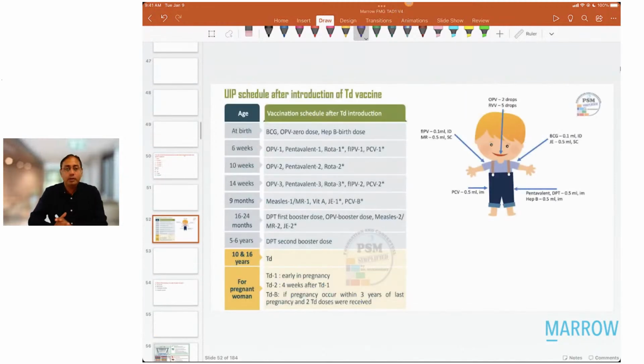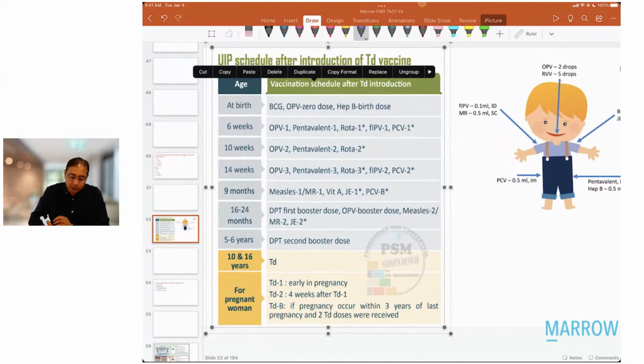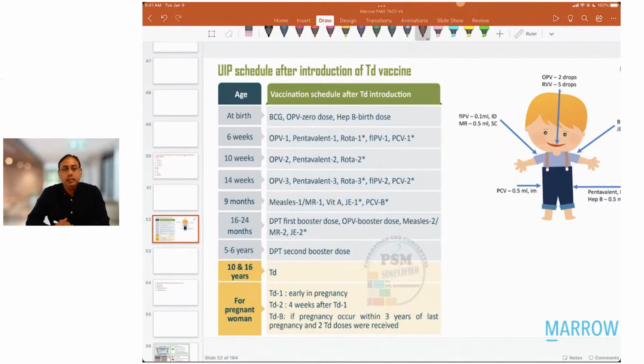So if you look at the national immunization schedule, beta, national immunization schedule at birth we are giving some vaccines. ये जो schedule है ये आपको पूरा अच्छी तरह याद हो जाना चाहिए.